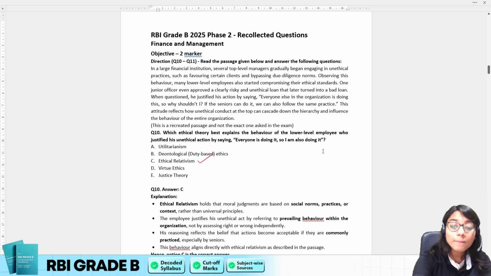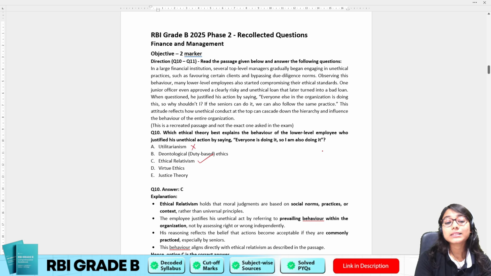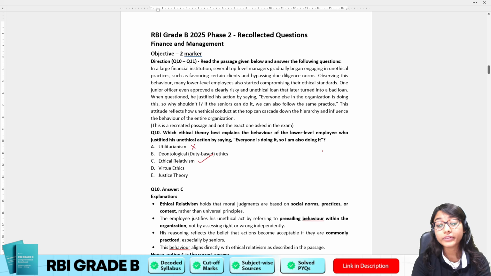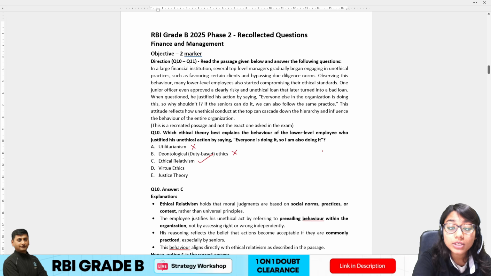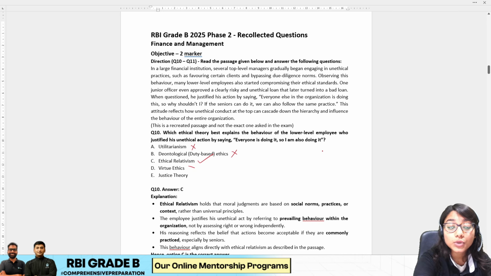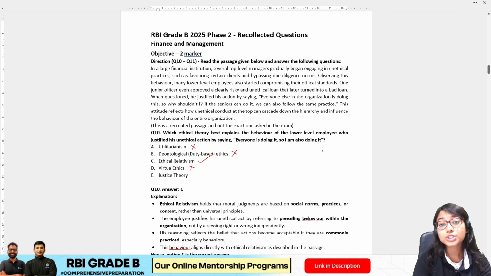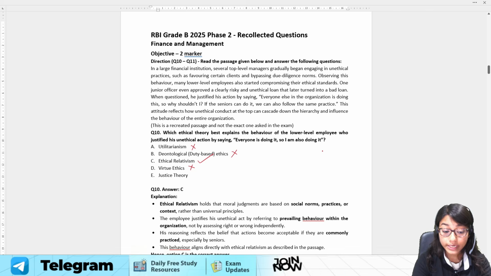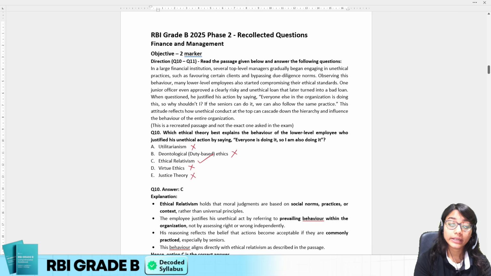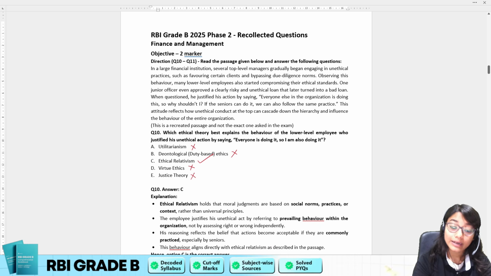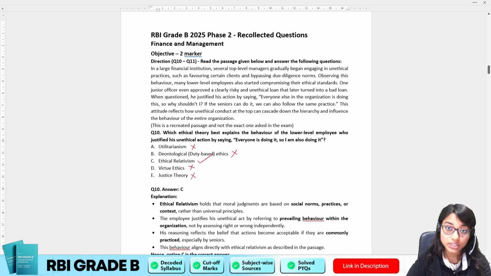Why not the others? Utilitarianism is based on the concept of social welfare. We are not talking about this here. Deontological is about your dharma, what sort of duties you are supposed to be fulfilling. Virtue ethics is about having certain good virtues such as bravery, courage. And justice theory says that there must be some sort of justice for everybody involved. None of these are relevant. Our answer is ethical relativism.